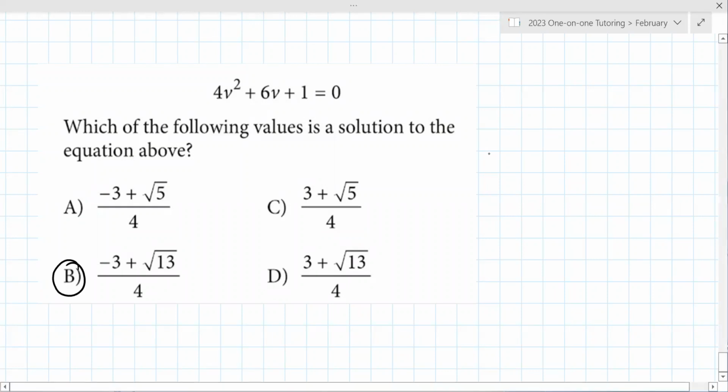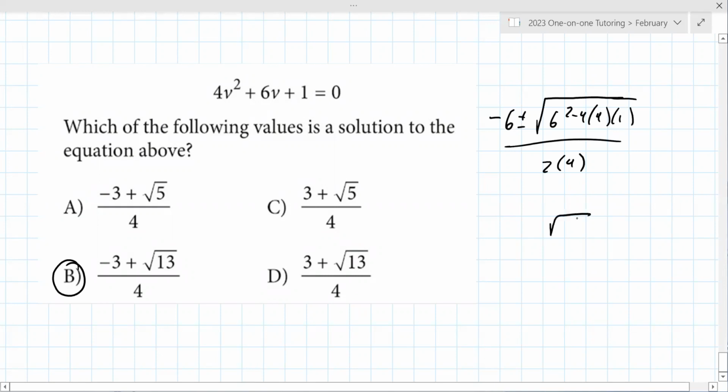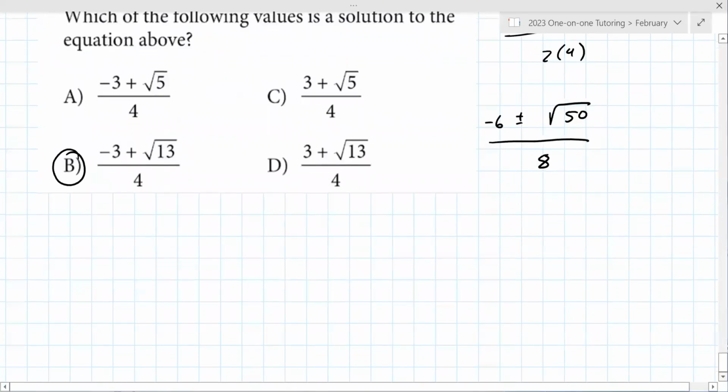Okay, so this one is kind of a little more difficult because you do have to reduce the root this time. So that's 6 squared minus 4 times 4 times 1 all over 2 times 4. So it's for sure either A or B because of that -3 out in front. Inside the root becomes 36 minus 16, so it's the square root of 50. And I think we have talked about reducing roots a little bit, but hopefully that wasn't too challenging for you.